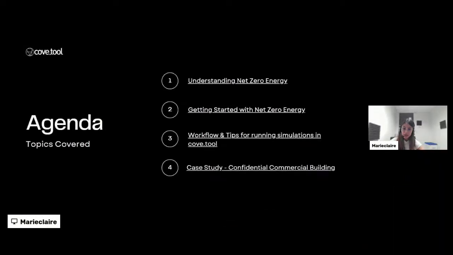For the agenda today, I divided it into four main topics. First, we are going to understand a little bit what net zero energy actually is, then how we can get started with it. For the third, we're going to go deeper on the workflow and tips to run simulations. And at the end, I'm going to show you a case that we just finalized here at cove.tool for one of our clients.